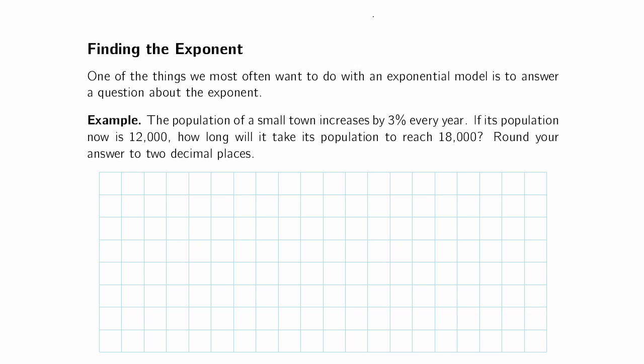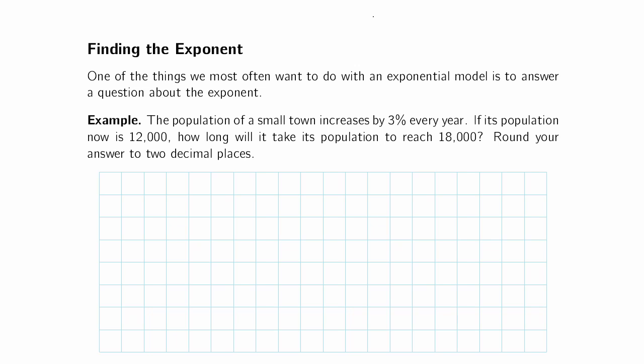Suppose we know that the population of a small town increases by 3% every year. If its population is now 12,000, we'd like to know how long it'll take to reach a population of 18,000. And we want to give our answer as a decimal rounded to 2 decimal places. Even though this says what percent it increases by every year, it's presumably increasing all the time. It's not like a few hundred people move into town on January 1st every year. So fractional values of t make perfect sense in this problem.